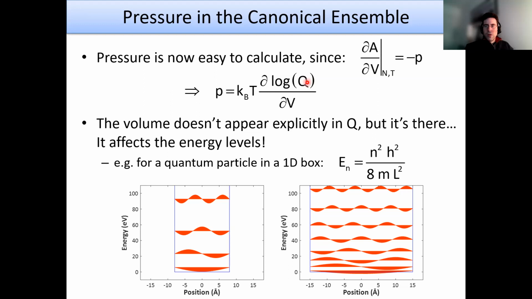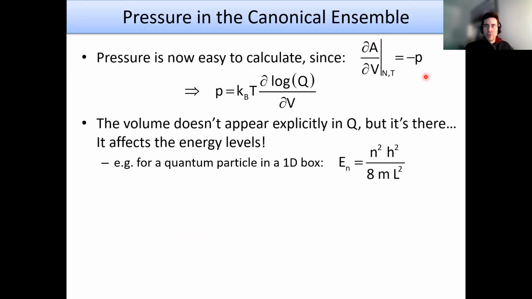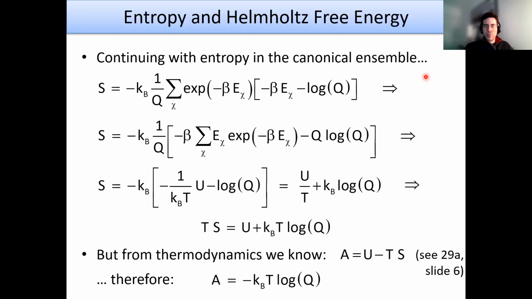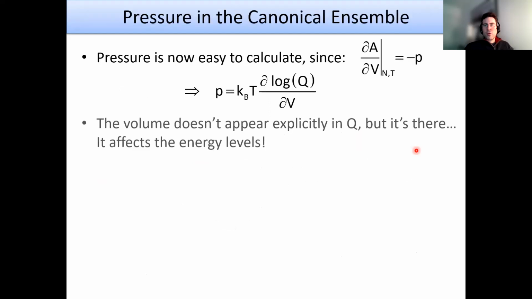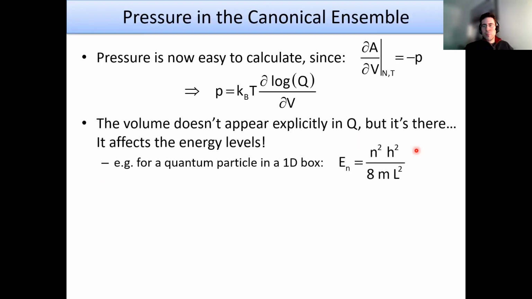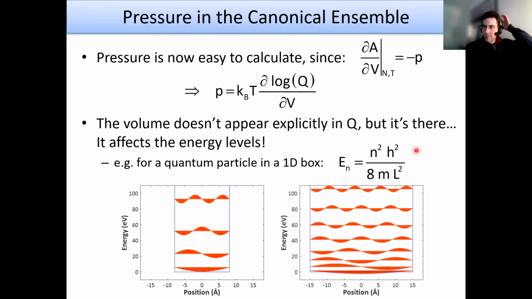Okay, so what we have so far is temperature, which we know because it's one of the variables that we fix in the canonical ensemble. We know the Helmholtz free energy, we know the pressure, and we know the entropy as well. So since we know all of these quantities, then we know pretty much everything, every other thermodynamic potential that we may be interested in. Any questions before we go into the grand canonical ensemble?